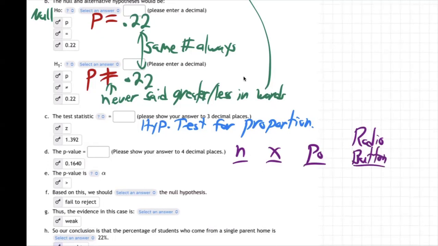Okay, and so what is N always? That's always the total number. X is the number we want. P0 always comes from H0.